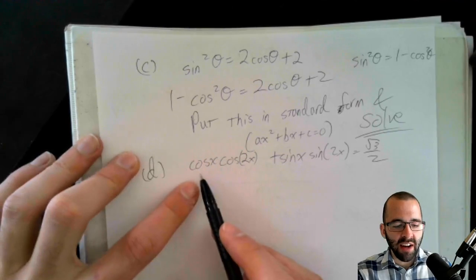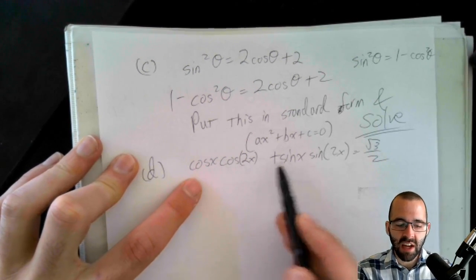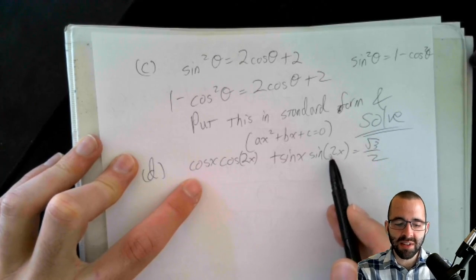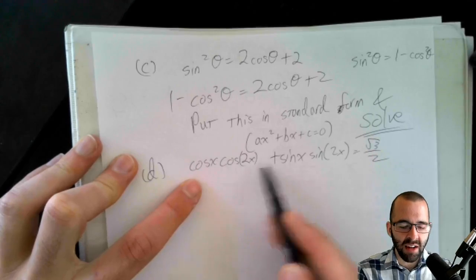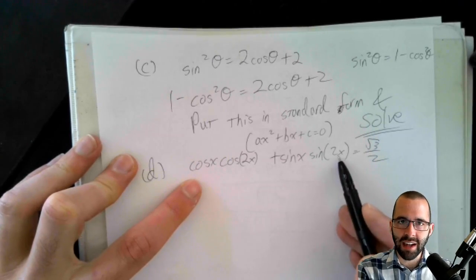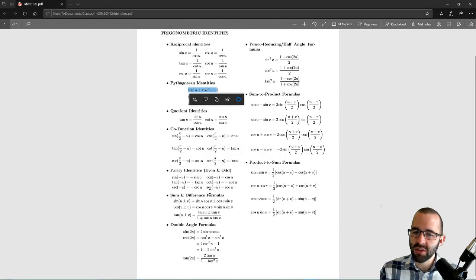We need to find an identity where the output is cosine of something times cosine of something else, plus sine of the first thing times sine of the second. Right? Cosine the first, cosine the second, plus sine the first, sine the second. That hopefully will remind you, or you can scour your sheet, of sum and difference formula. Cosine of the first, cosine of the second, plus sine first, sine of the second is the angle difference formula.